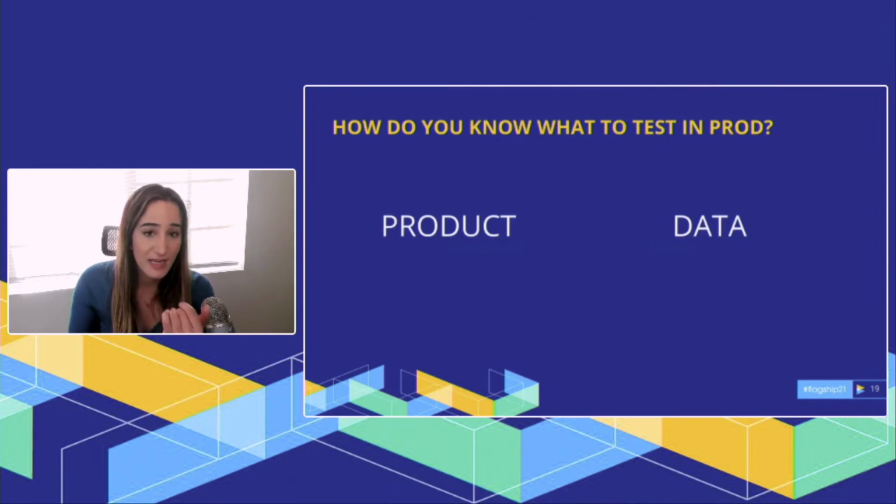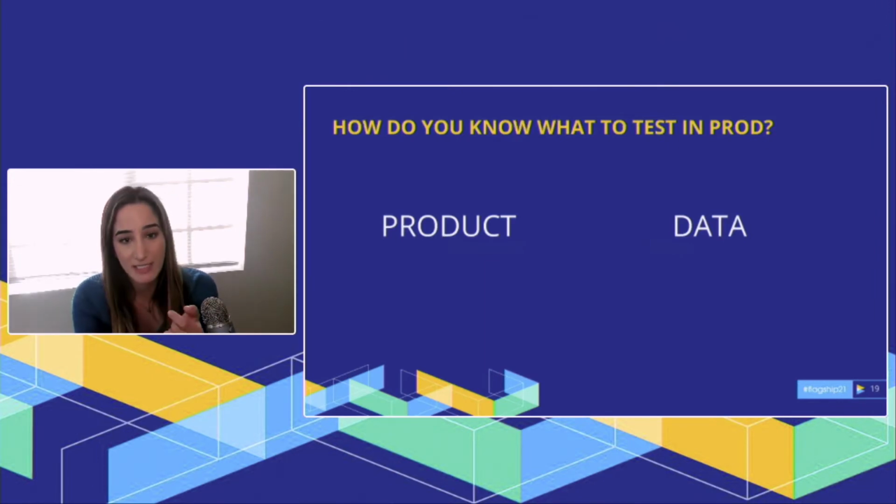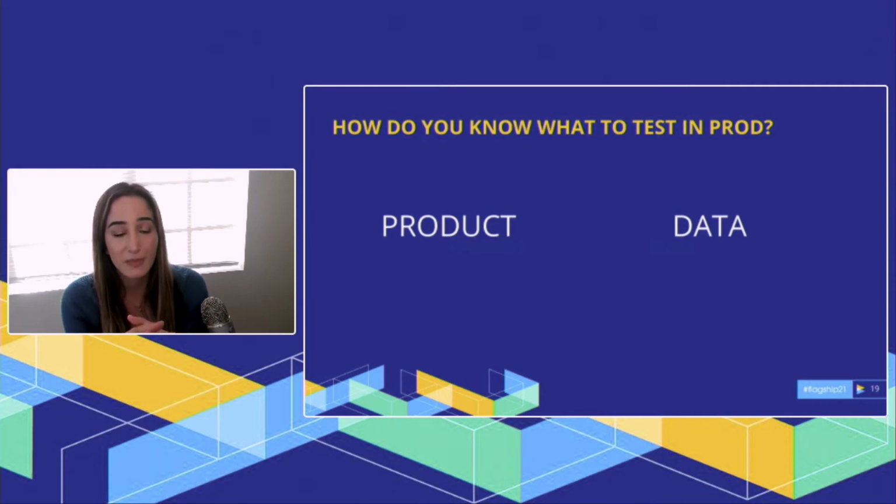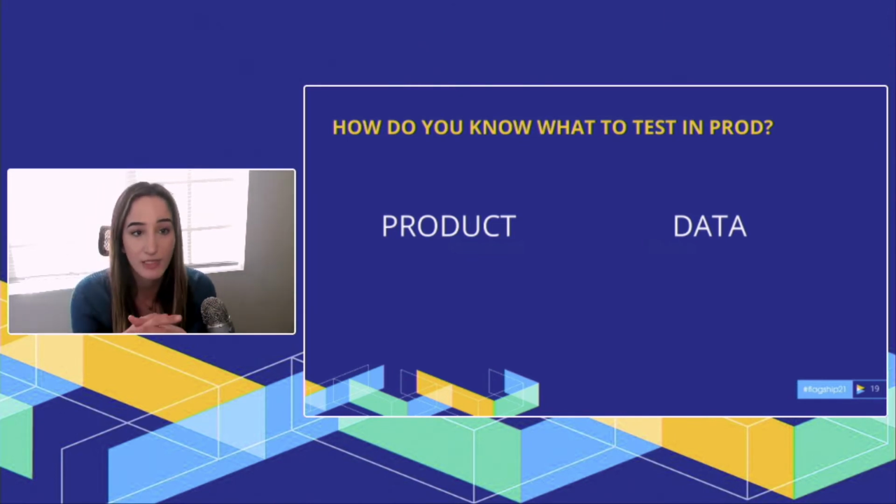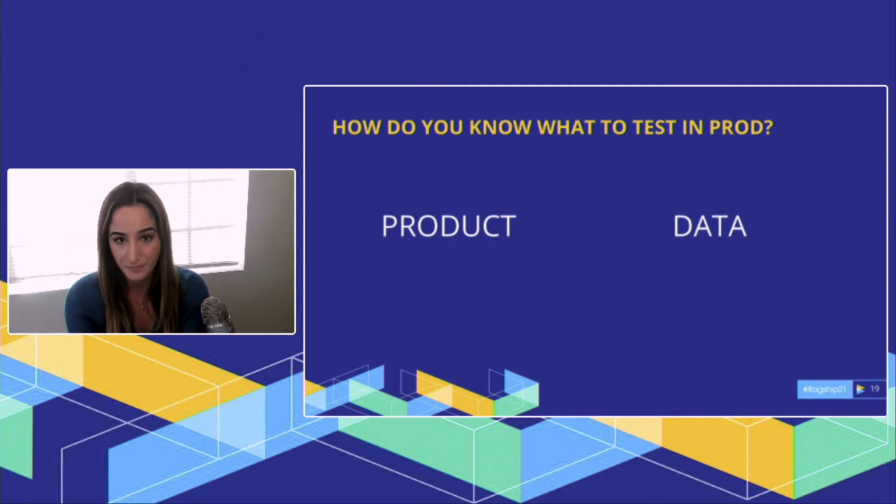A question that I get a lot is, how do you know what to test in prod? So there's 2 places that you can go for this information. The first is your product person. Your product person knows what the most business critical flows are for your product. And then also your data analyst knows what your users are doing the most in your application. So between those 2 lists, you should have a really good idea of where to start.